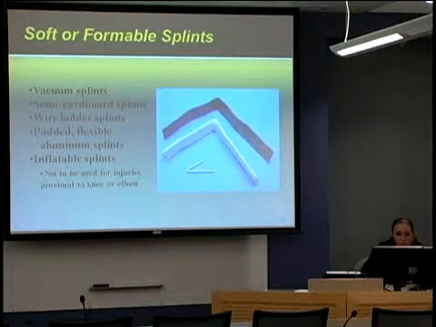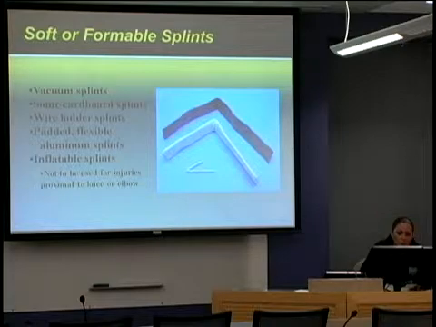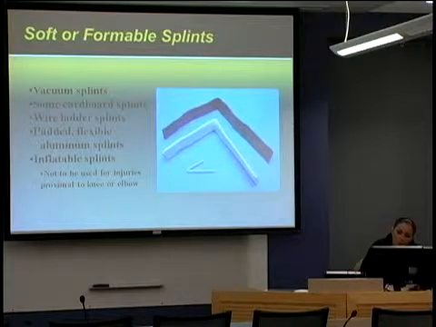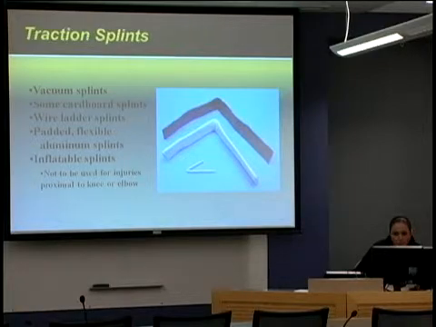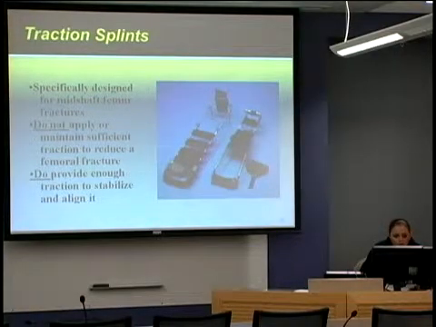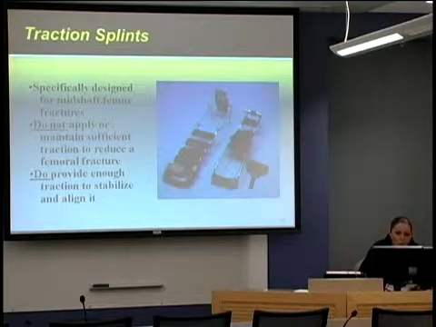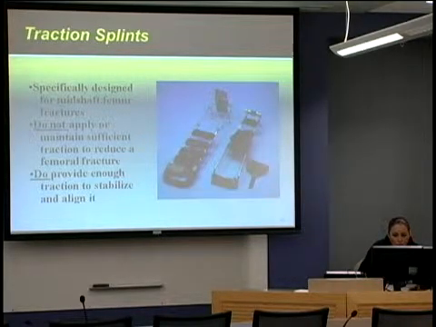These are the examples of formable splints. Also, you can use vacuum splints, some cardboard splints, wire ladder splints, padded flexible aluminum splints, inflatable splints. There's quite a few to choose from, and you cannot use them for injuries proximal to the knee or elbow. Traction splints are specifically designed for mid-shaft femur fracture. They do not apply or maintain sufficient traction to reduce a femoral fracture, but you do want to provide enough traction to stabilize and align it.